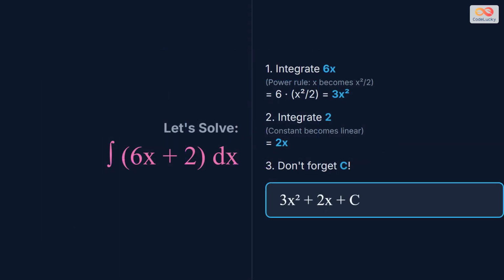Let's try a full example together. We want to find the integral of 6x plus 2. We handle each term separately. For 6x, the power is 1, so it becomes x squared divided by 2. 6 divided by 2 is 3, so we get 3x squared. For the constant 2, it becomes 2x finally. We add our constant c. The final answer is 3x squared plus 2x plus c.